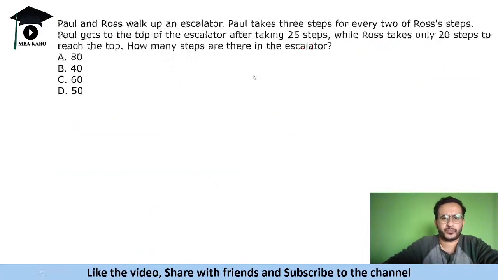Let's look at one more question on escalators. Paul and Ross walk up an escalator. Paul takes 3 steps for every 2 of Ross's steps. Paul gets to the top of the escalator after taking 25 steps, while Ross takes only 20 steps to reach the top. How many steps are there in the escalator?